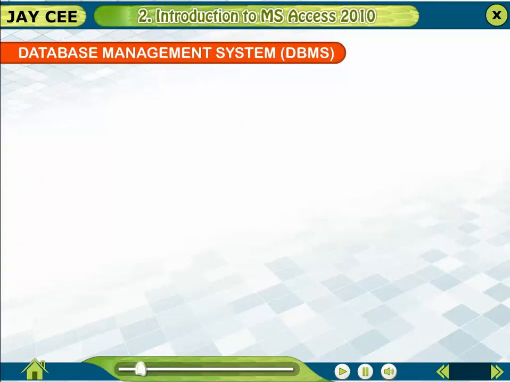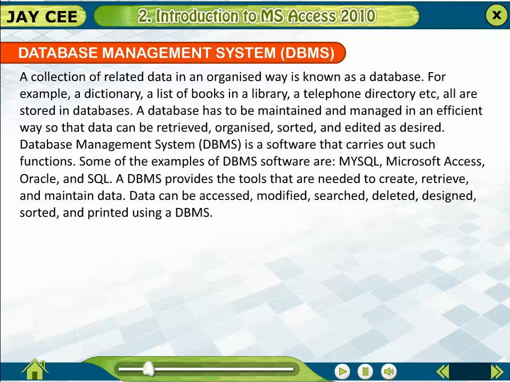Database Management System (DBMS). A collection of related data in an organized way is known as a database. For example, a dictionary, a list of books in a library, a telephone directory, etc. all are stored in databases. A database has to be maintained and managed in an efficient way so that data can be retrieved, organized, sorted, and edited as desired. Database Management System (DBMS) is a software that carries out such functions.